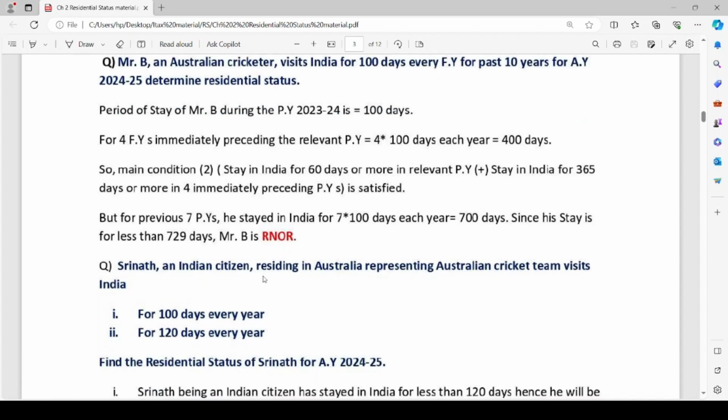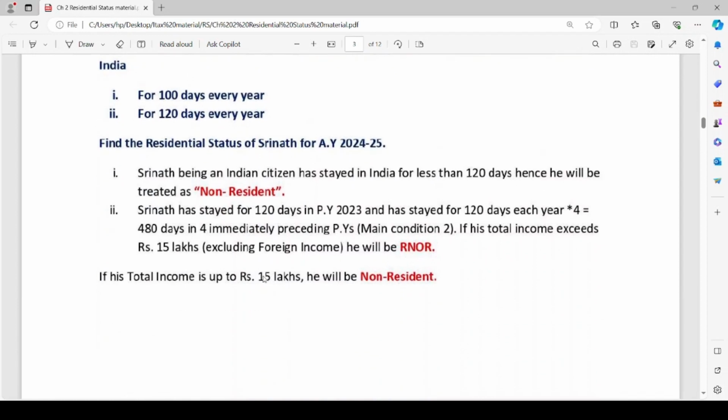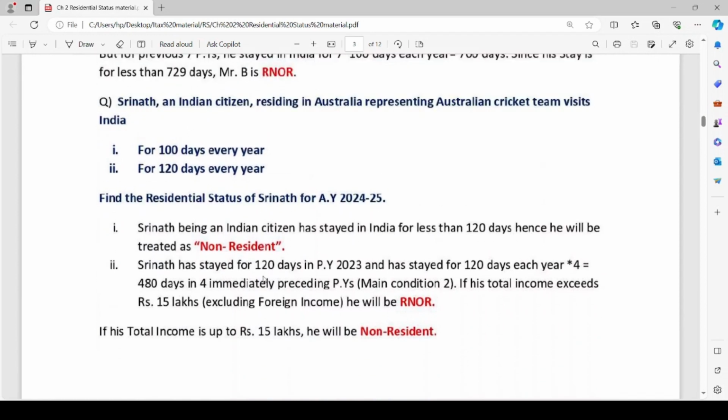Now heading to our next illustration. Srinath, an Indian citizen residing in Australia representing Australian cricket team, visits India for 100 days every year in first question, and for 120 days every year in the second question. Find the residential status of Srinath for assessment year 2024-25.